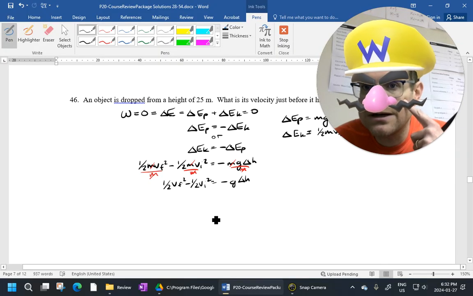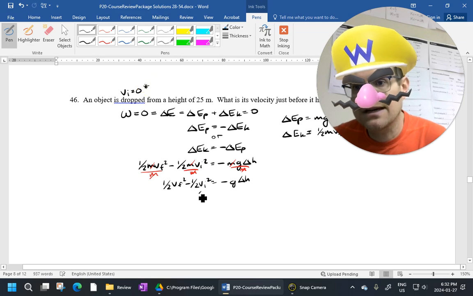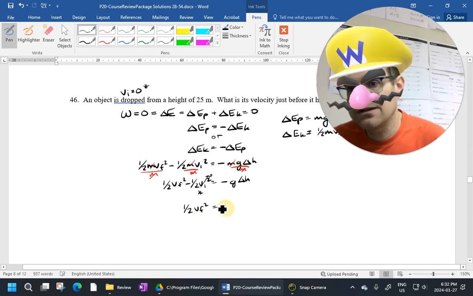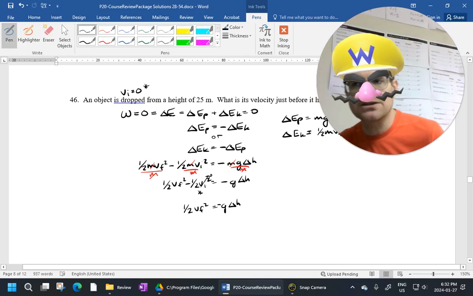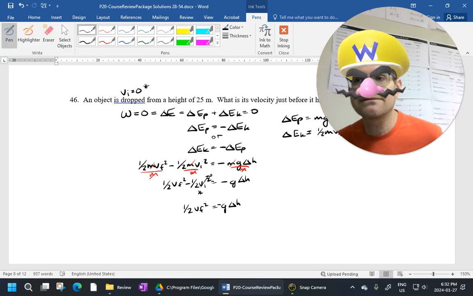Another thing that we know, because the object is being dropped, is that my vi is equal to 0. That's important for this part. So that term is gone. Right? So I have 1/2 vf squared is equal to negative g delta h. Now, in the formula mgh, the g is always a positive number. It's a strange thing. There's no real sign convention to energy.